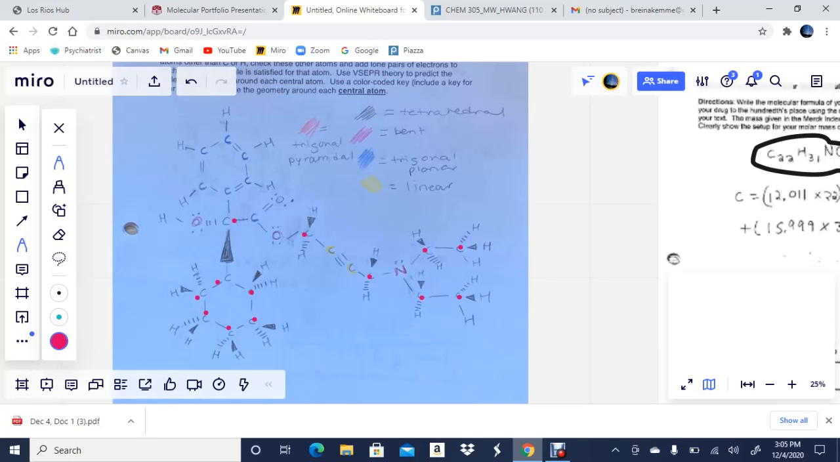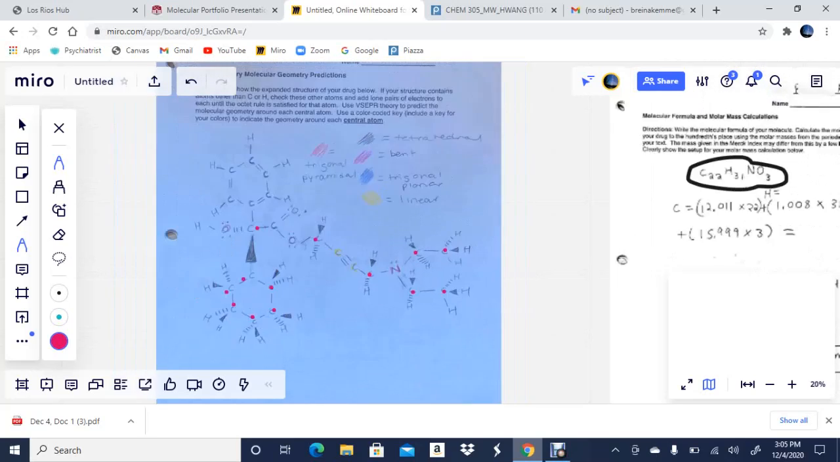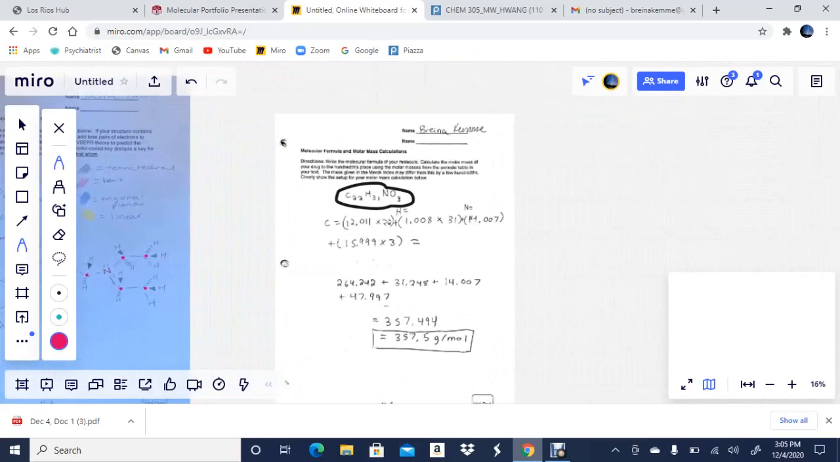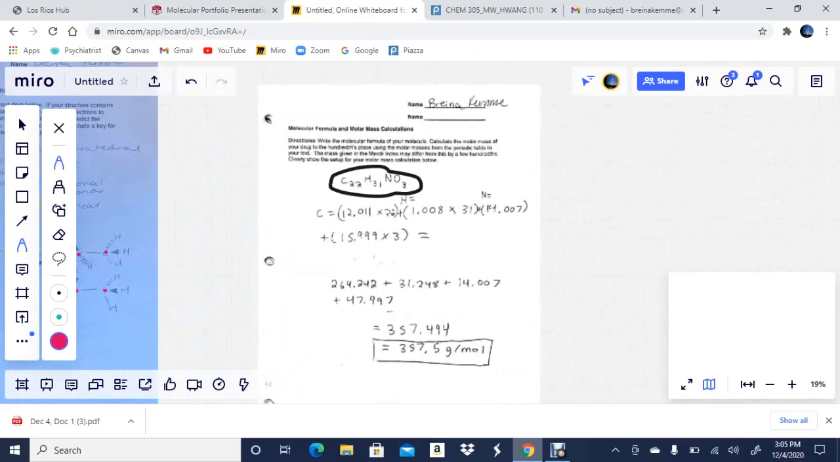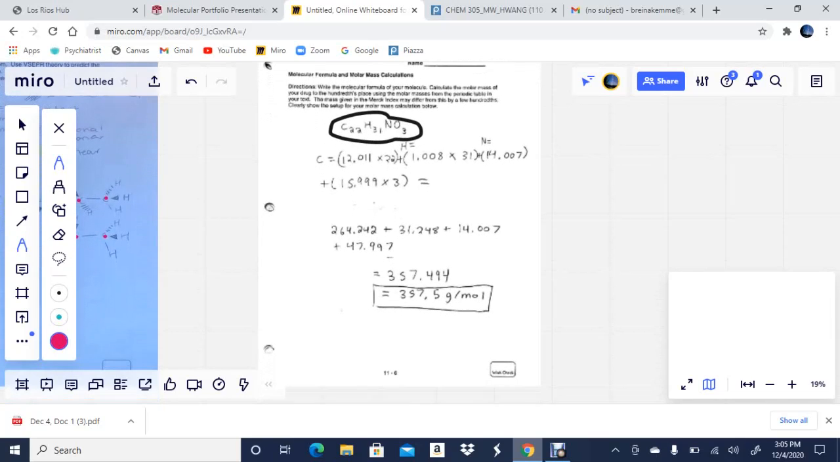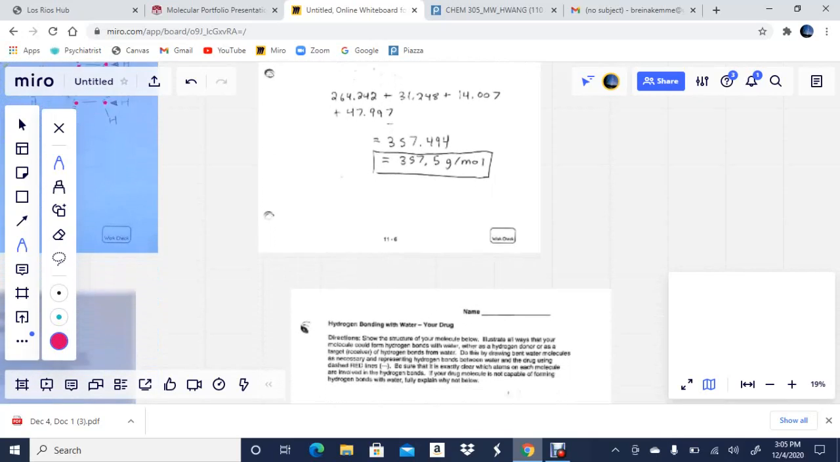I got all of them. So that is the VSEPR model of my drug. Here we have the molecular formula of my drug, Ditropan, and that's circled in black. And then we have the molar mass calculation, and I used the periodic table for that. You can see the math behind it right here. My drug is 357.5 grams per mole, and that is the molar mass.